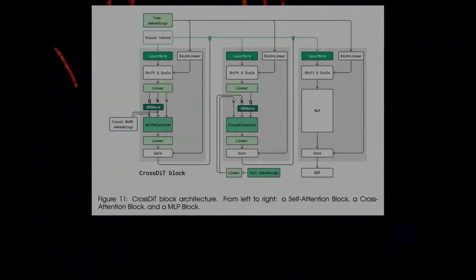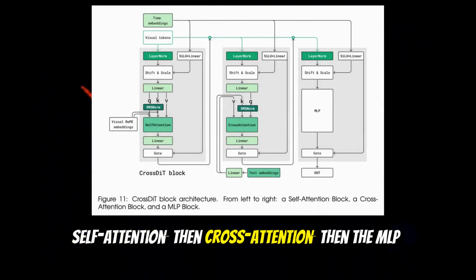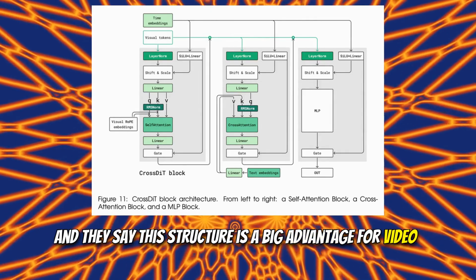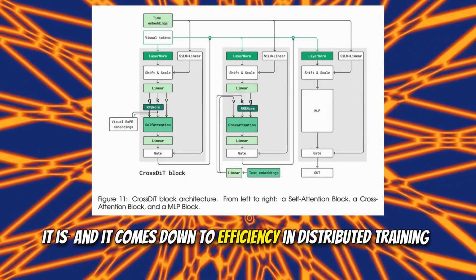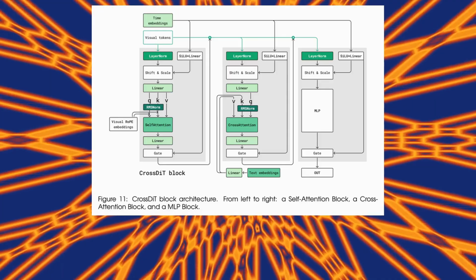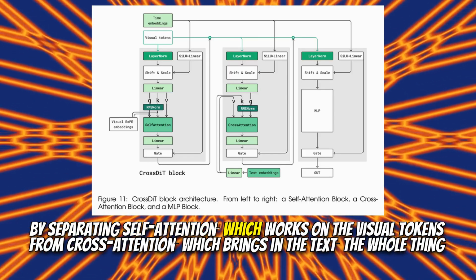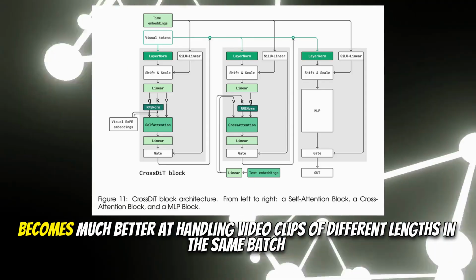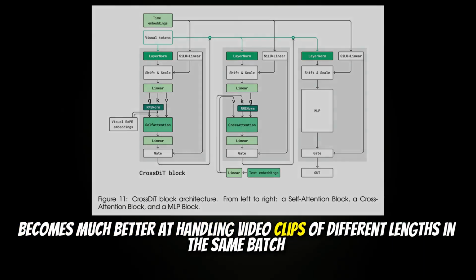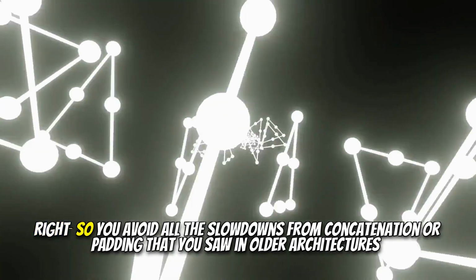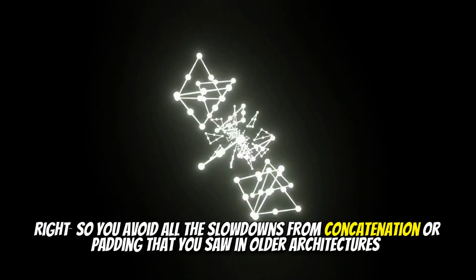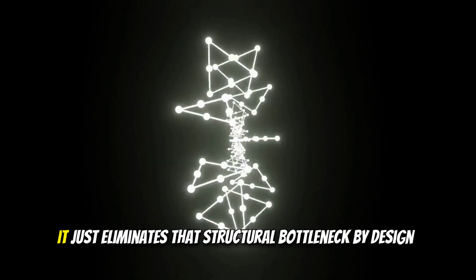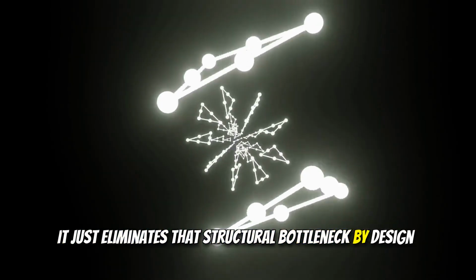It's sequential. Self-attention, then cross-attention, then the MLP. And they say this structure is a big advantage for video. It is, and it comes down to efficiency in distributed training. By separating self-attention, which works on the visual tokens, from cross-attention, which brings in the text, the whole thing becomes much better at handling video clips of different lengths in the same batch. Right, so you avoid all the slowdowns from concatenation or padding that you saw in older architectures. You've got it. It just eliminates that structural bottleneck by design.